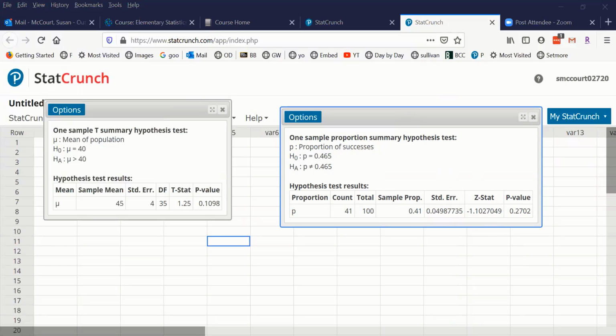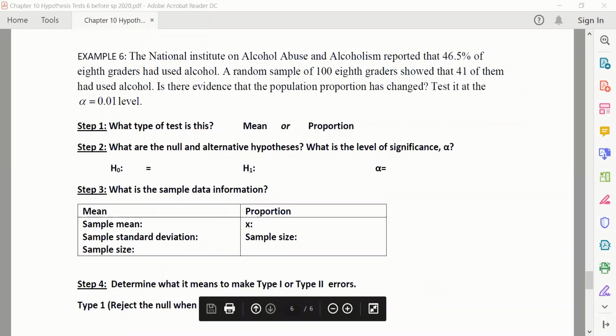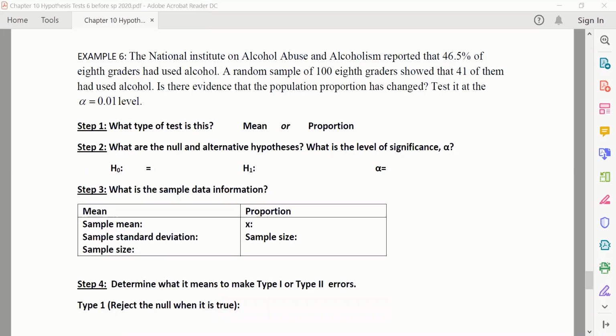So what exactly about this problem makes the symbol not an equal? Okay, we'll go back to it and I'll show you. Okay, so in the problem, it doesn't say, is there evidence that the population proportion is less than before, or that there's a claim of less than or greater than. So they don't tell you if it's less than or greater than, or increase or decrease, which means you just use change. So not equal to. Gotcha.